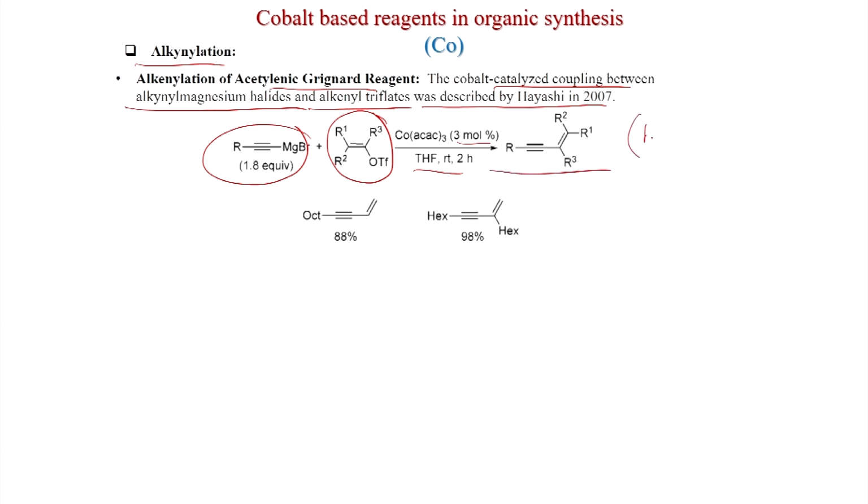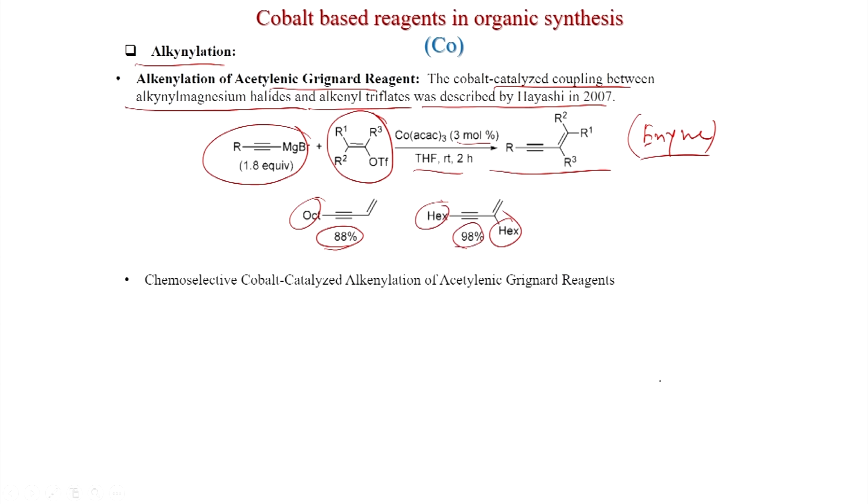So, this is an enyne. Enyne compounds are very useful, you can get them this way very easily. Suppose this one with octyl group containing, you get 88% with hexyl, and here the substitution is there, you can get this product in 98% yield. Also chemoselective cobalt catalyzed alkynylation of acetylenic Grignard reagents is possible.